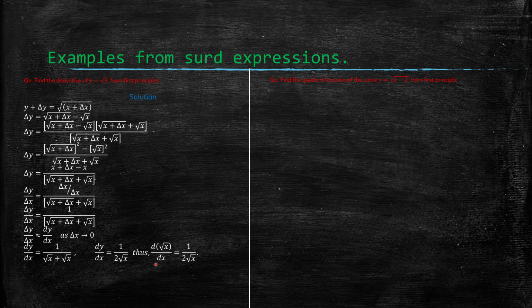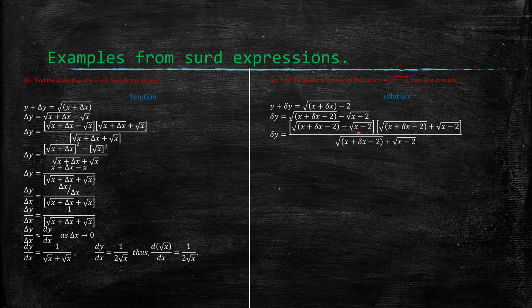Now let us look at our second example. In this case, they are telling us to find the gradient of the curve y equals square root of x minus 2 from first principles. Applying again similar steps, we're going to introduce small increments: small change in y plus small change in x is equal to the square root of x plus small change in x minus 2. Making small change in y the subject, it becomes square root of x plus small change in x minus 2, minus square root of x minus 2.